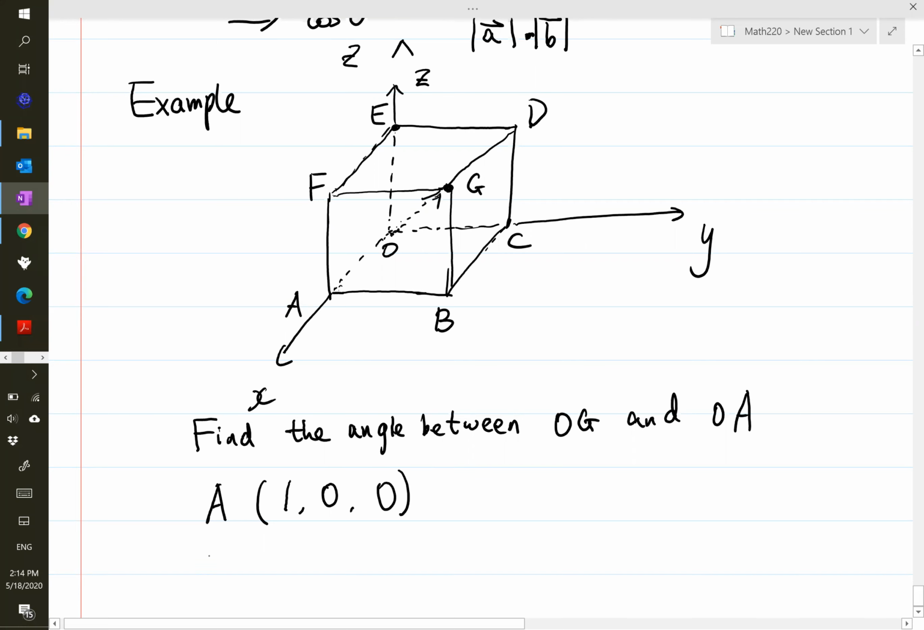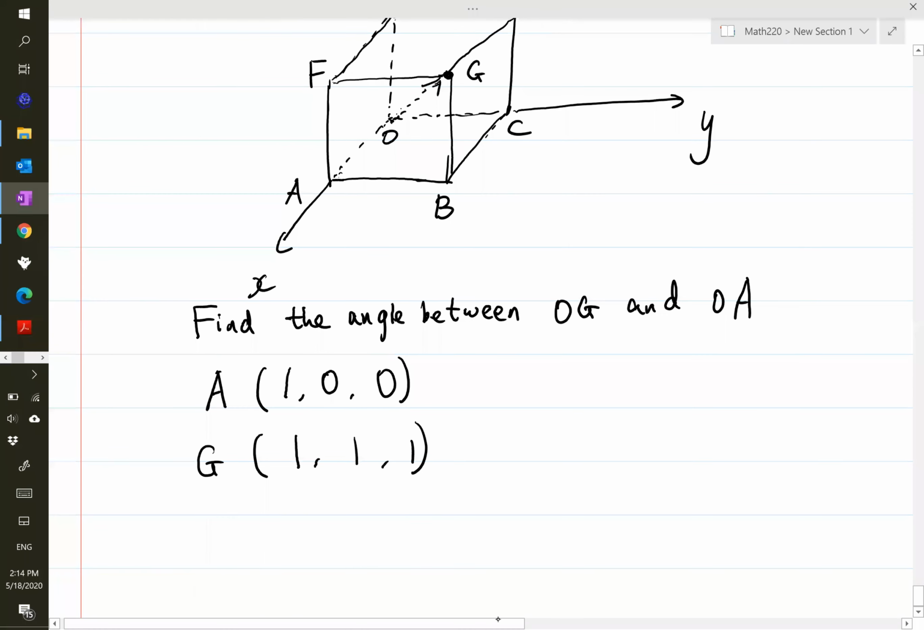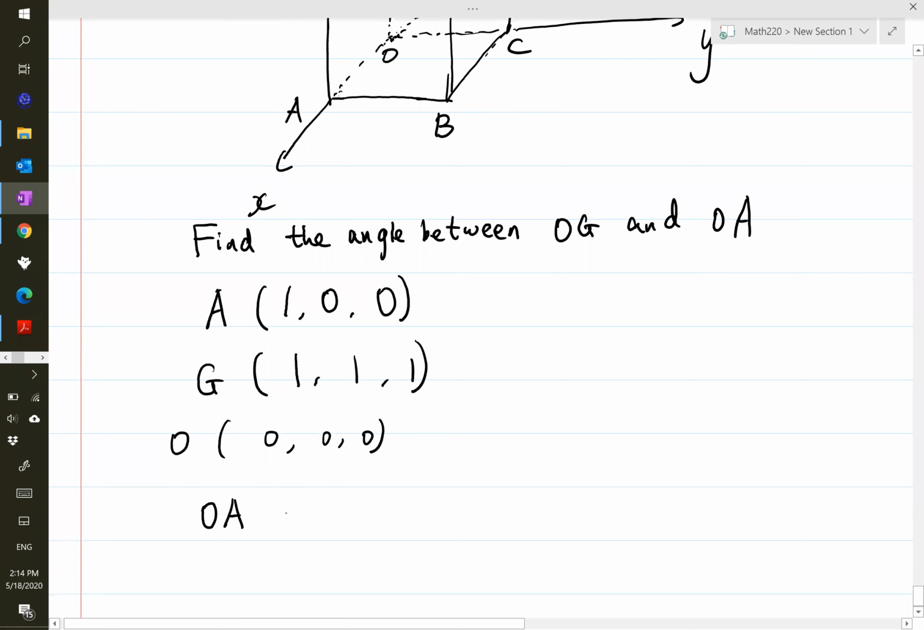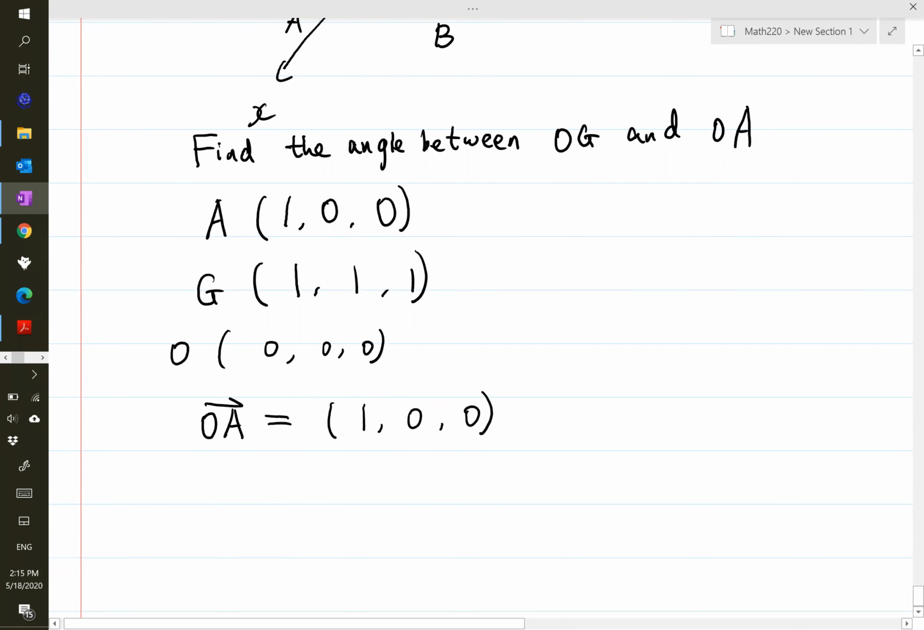Now similarly, we can find G. Coordinate of G is X coordinate 1, Y coordinate 1, Z coordinate 1. You can do the projection. The coordinate of G is (1, 1, 1). So we can find the vector OA. O, of course, is (0, 0, 0). OA is head subtract tail, and of course we can find OG the same way. Easy.